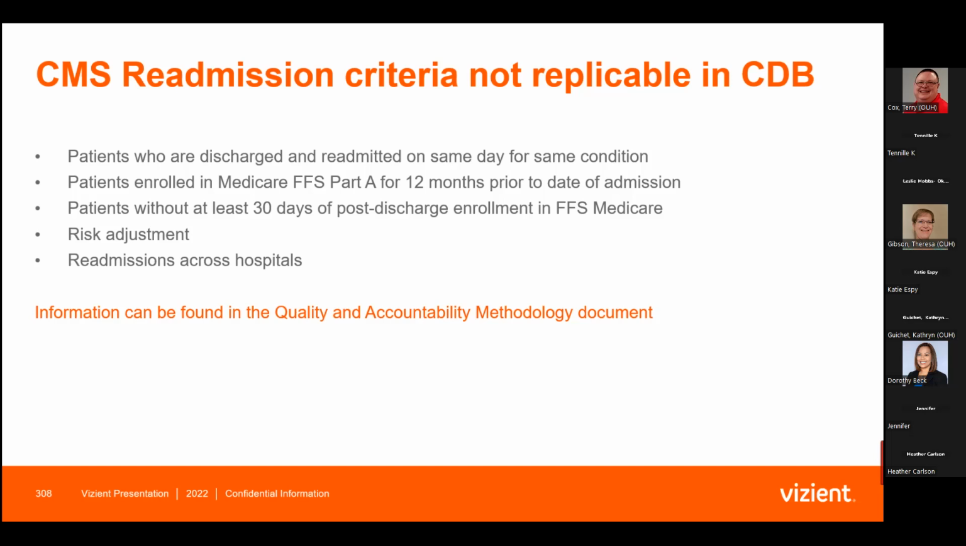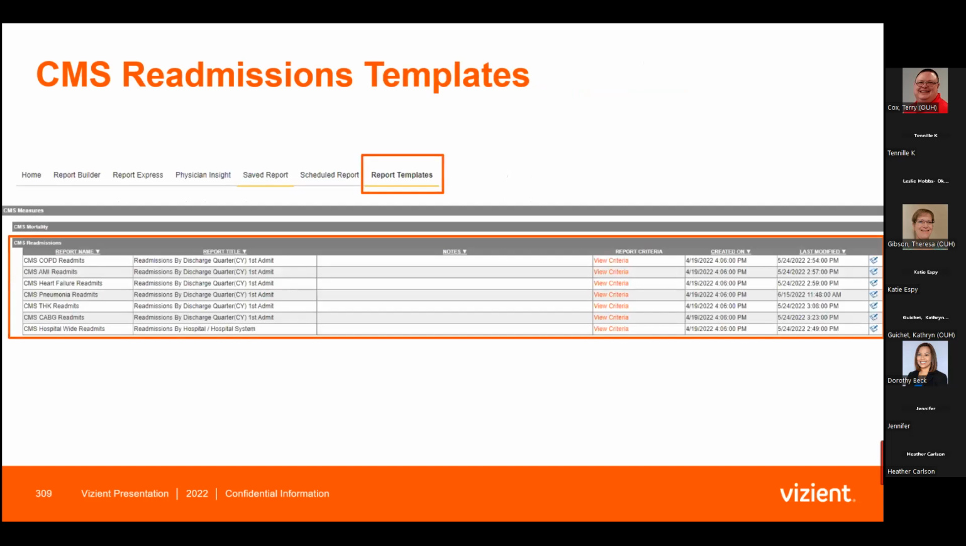Again, we don't do risk adjustment for predicted rates of readmissions. And then again, we cannot find your readmissions across hospitals outside of your OU health system, whereas CMS, because they're getting the claims, can see all of that data. And again, this is within our quality and accountability methodology document.